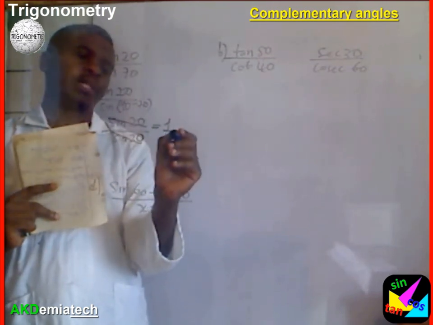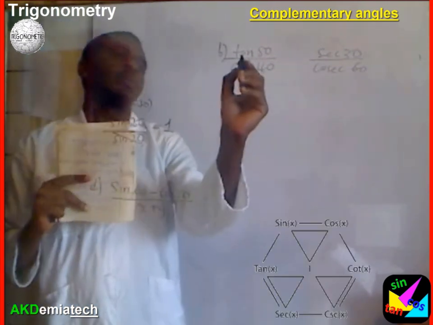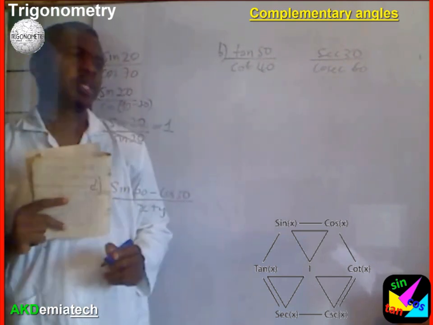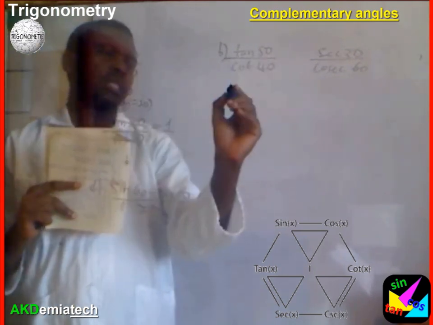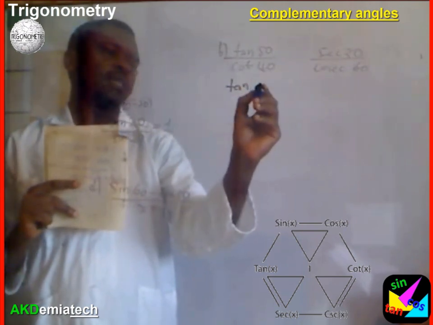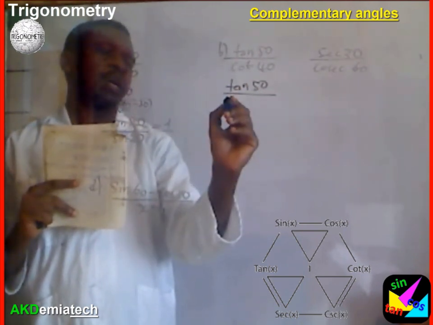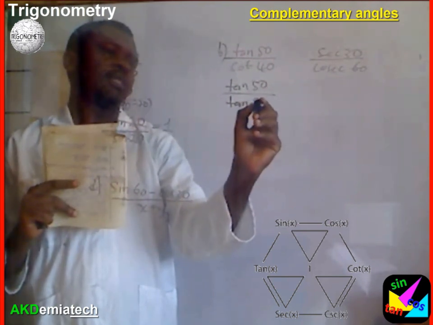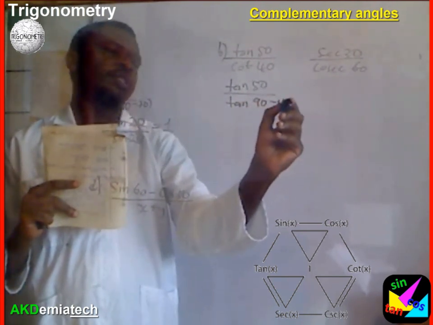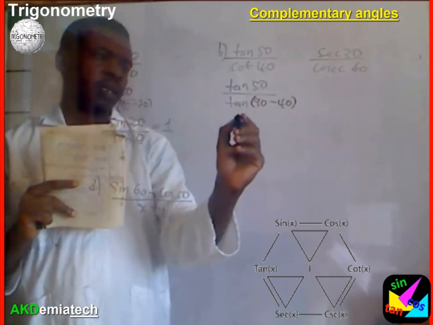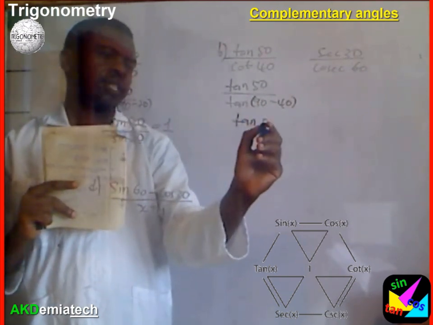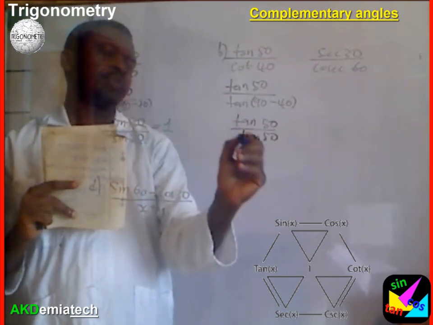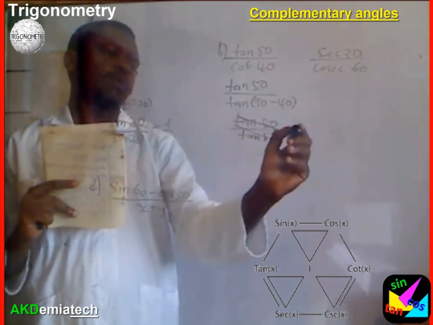which is 1. So tangents and cotangents are co-ratios of complementary angles. Here we shall have tan 50 divided by tan 90 minus 40. Here you shall have tan 50 divided by tan 50, equal to 1.